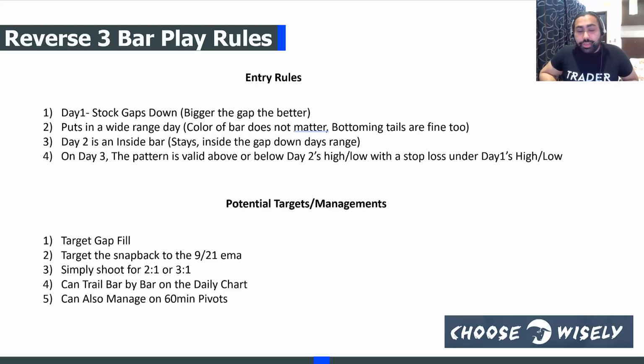So what's the second thing we can do? The second easiest way to manage it, after the gap fill, because that's the toughest one, is to target the 9 or the 21 EMA. The stock is gapping down, so the 9 and the 21 EMA are obviously above the stock. You target the snapback to the 9 EMA or the 21 EMA, and when it touches that, that's your target area. Way number 3 to manage it, which is what most people do, is just aim for 2-to-1 or 3-to-1. If your stop loss is 30 cents, your target is 60 cents or 90 cents. So 2 or 3 times your stop loss will be the target.